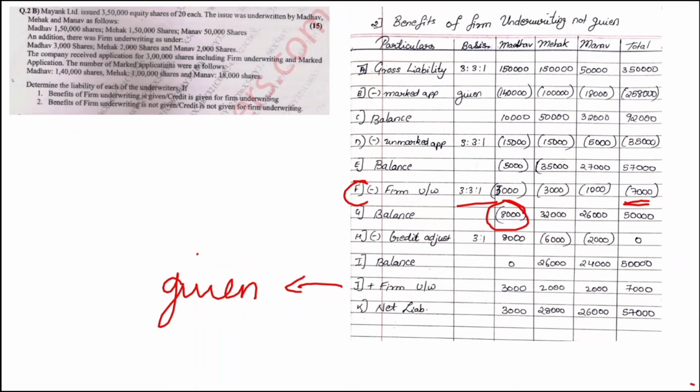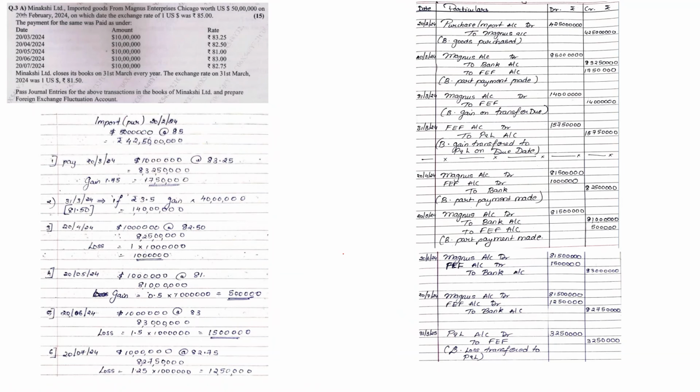Now the next question, question number 3A. Meenakshi Limited imported goods from Magnus Enterprise, Chicago worth 50 lakhs on 20th Feb 2024, on which the exchange rate was 85 and the payment for the same were made as follows. So they are giving you 5 different dates with 5 payments of 10 lakhs. Meenakshi closes books on 31st March every year. The exchange rate on 31st March 24 was 81.5. Pass journal entry and prepare foreign exchange fluctuation account.